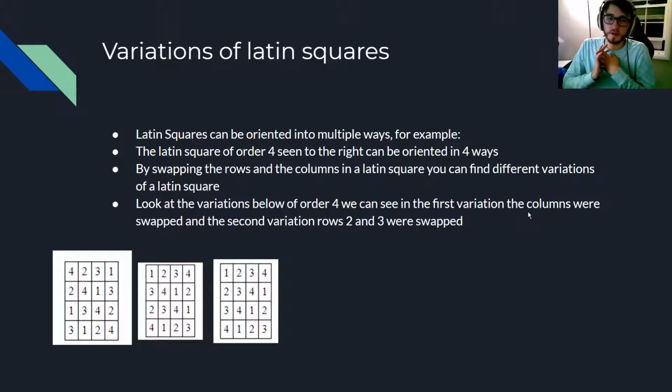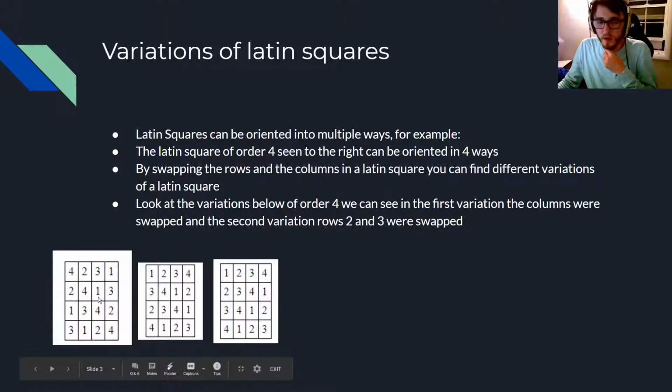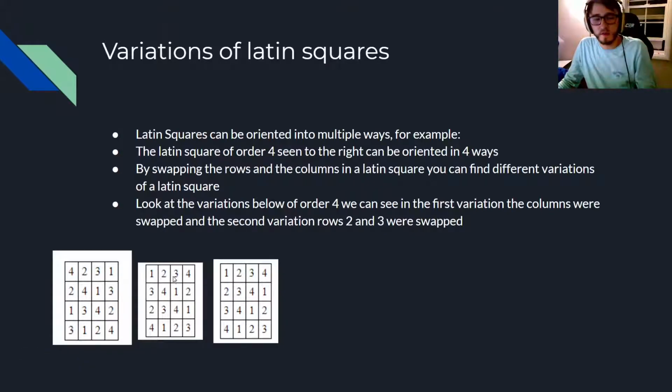So there are different variations of Latin squares. Latin squares can be oriented in multiple different ways. An example of this would be a Latin square of order 4 can be oriented in different ways. Here are 3 of the examples of an order 4 Latin square. You see 4 2 3 1, 2 1 3, and then we look at the next example, and by swapping the columns, we were able to make a Latin square with the same number of symbols and orient them in a different way to where it holds true.